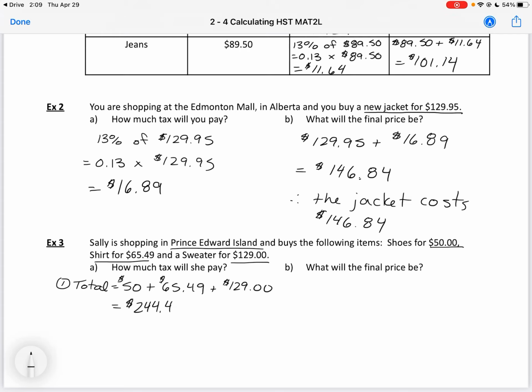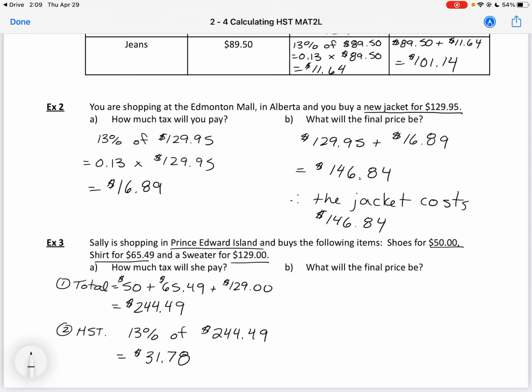And that tells us our total. So we've got $244.49. Let's figure out our tax. And we've got 13% of $244.49. So I've got 0.13. So which means our total tax is $31.78 because our third digit is less than 5.